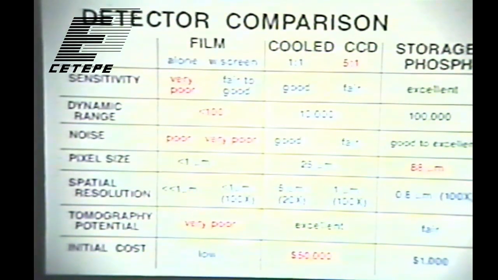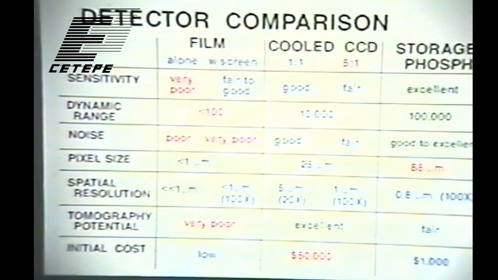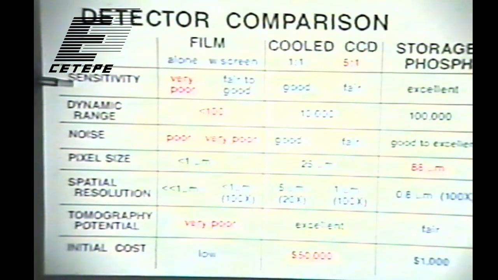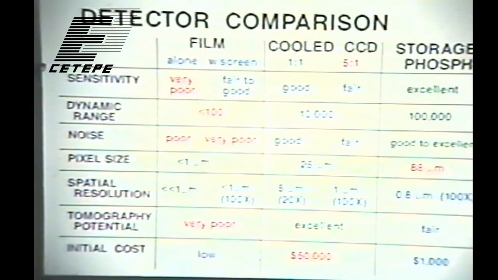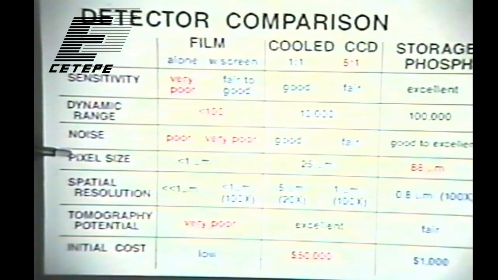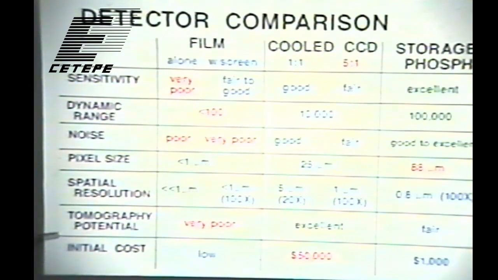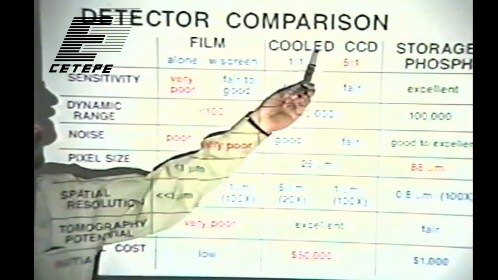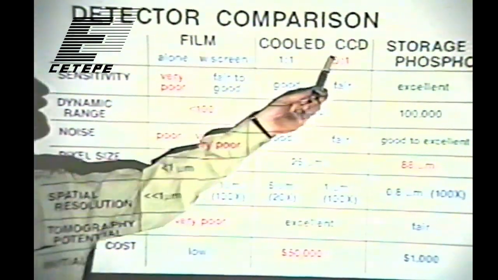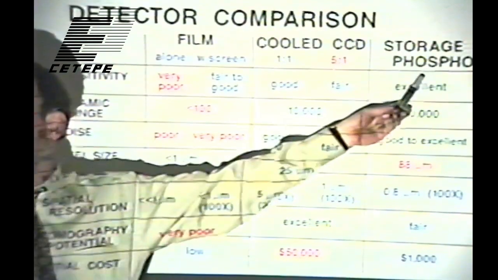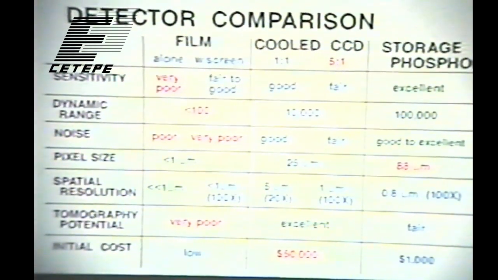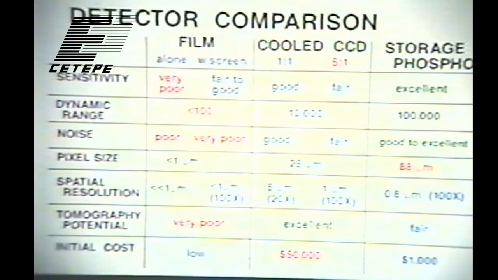This is a little bit of a busy slide and a little bit out of date, but it's a comparison for these different parameters, being sensitivity, dynamic range, noise, pixel size, spatial resolution. And by tomography potential, I mean, would this detector be good for CT? And the cost. It's comparing film to a CCD-based camera detector system, to a storage phosphor, which are those stimulable phosphor plates I mentioned that I used for my dissertation.